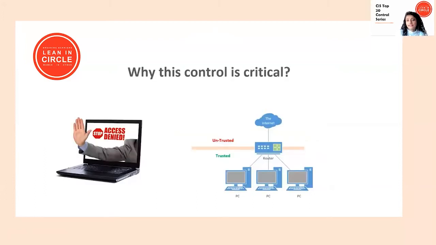Now, why is this control critical? If you don't have the proper permission in place, anyone on the internet can access your enterprise data. Like data coming from an untrusted network, that is supposed to be accessed only by the trusted laptops and other devices present in the trusted network, right?